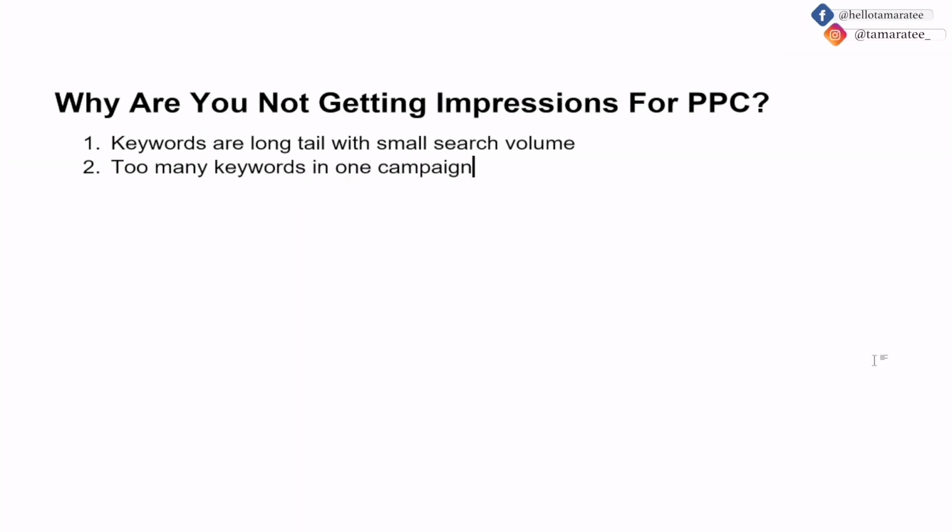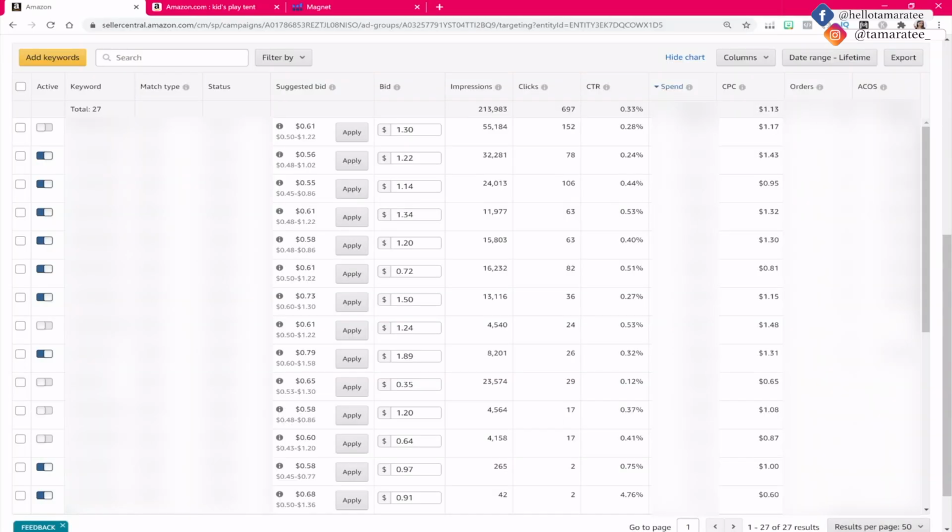This is a very common problem for a lot of beginner Amazon sellers. When you have too many keywords within one campaign, there is not enough budget to go around, so not all of the keywords will get impressions. So for example, this dummy campaign right here has 27 keywords, which is not too bad.